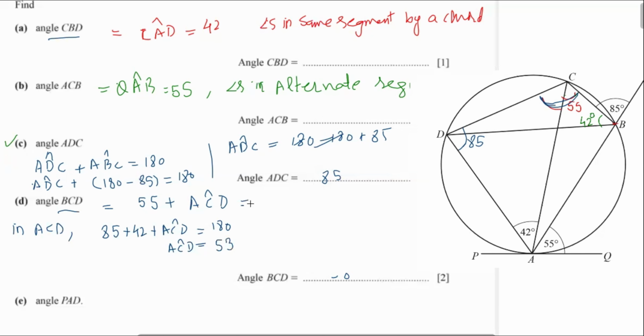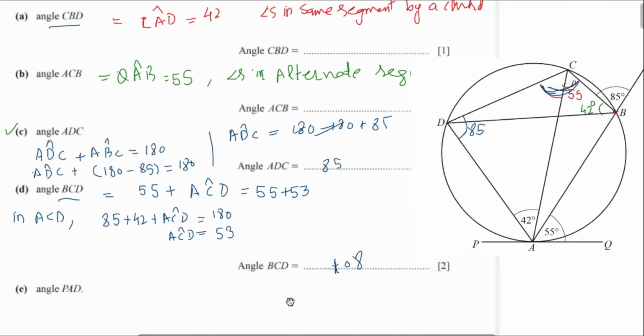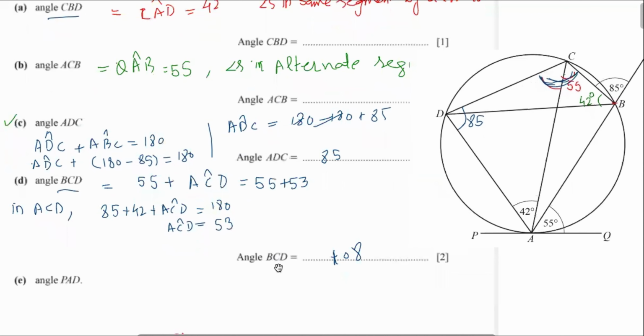And therefore the total angle becomes 55 plus 53, that will be equal to 108. And the total angle is 108. Next is the angle PAD. This is the 53 degree. Next is the angle PAD.